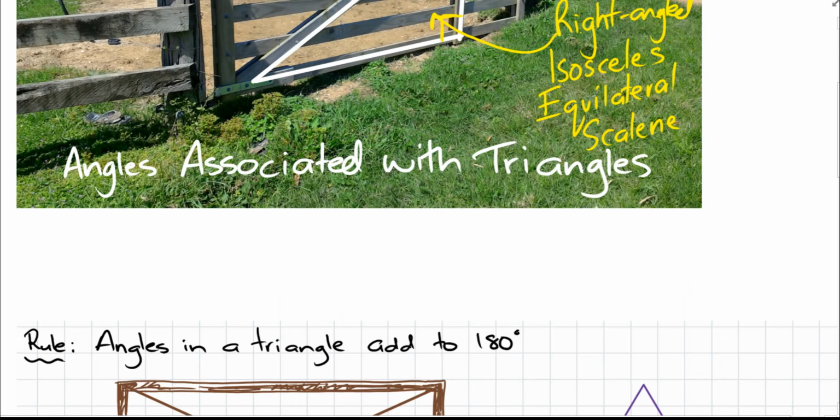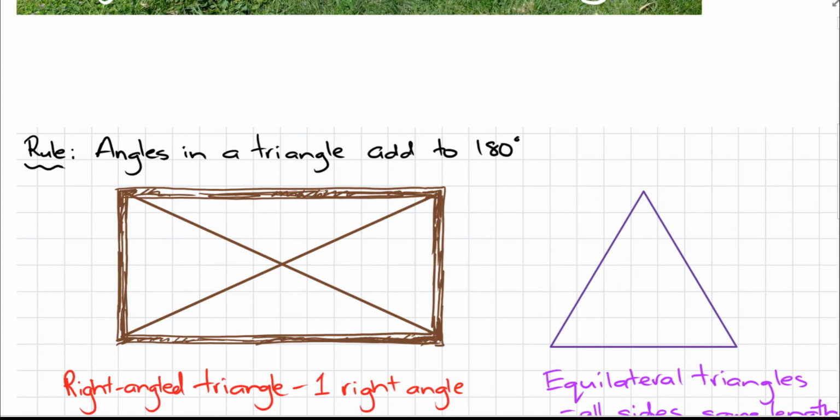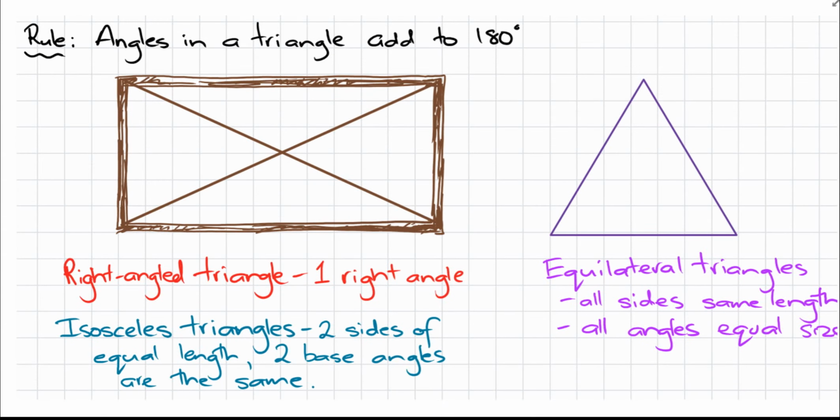So the first example I want to look at is looking at right angled triangles. So a right angled triangle, of course, has one right angle. Remembering that a right angle is 90 degrees. So here is a gate and here is one right angled triangle. So the right angle is there.